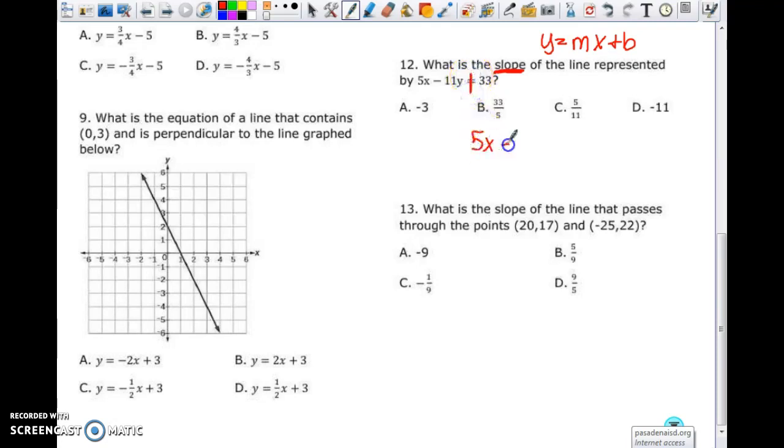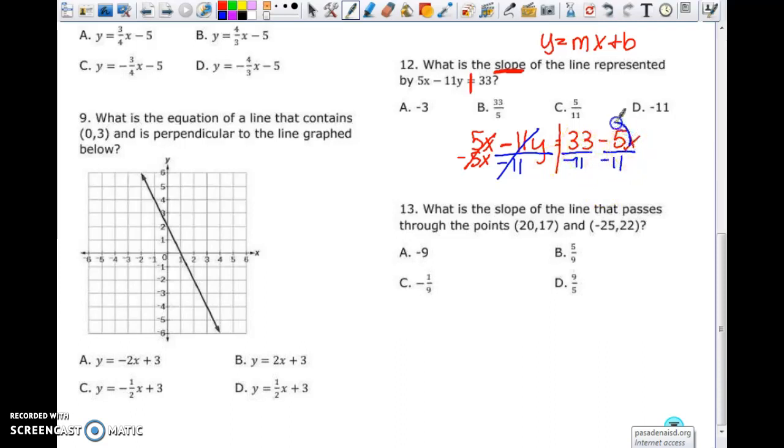So if we did this by hand and we wanted to get into this form, there's only two things we've got to do to get the y alone. The first thing is let's move this x. How do we move a positive x? A negative 5x, that would cancel. And then the last thing we would need to do is divide by the negative 11. So this would now be in the form y equals mx plus b.